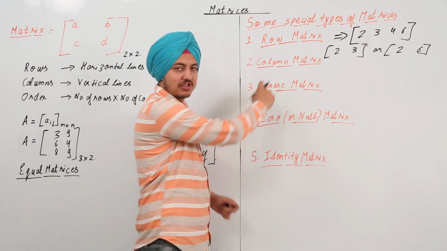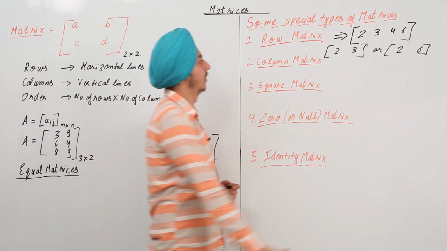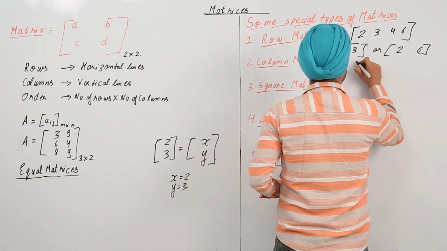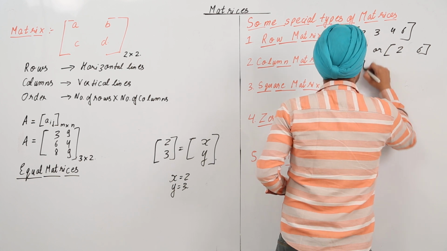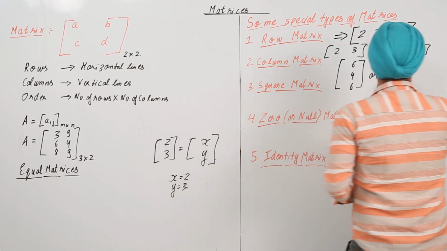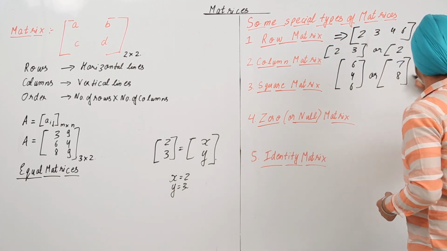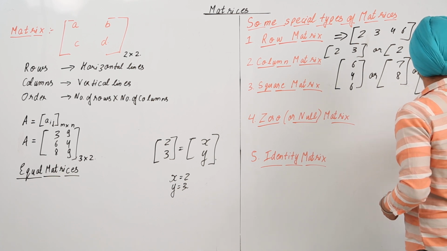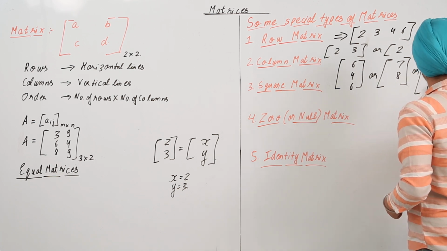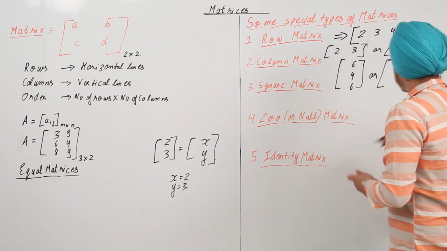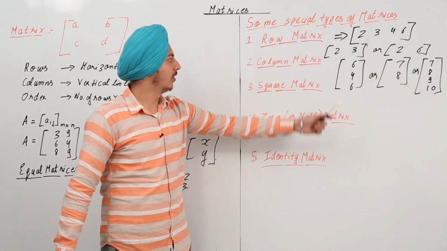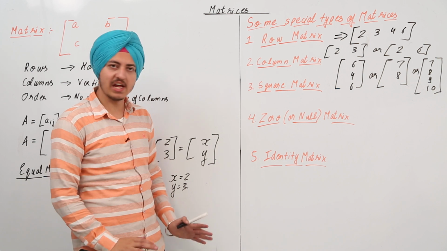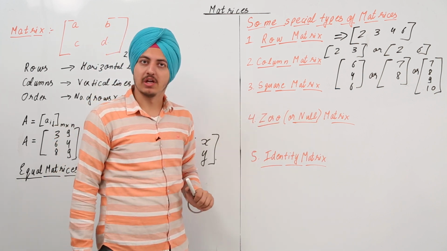Same way, column matrices only have one column. Okay. So how do we write that? This or this or this. All these are column matrices. Okay, clear?